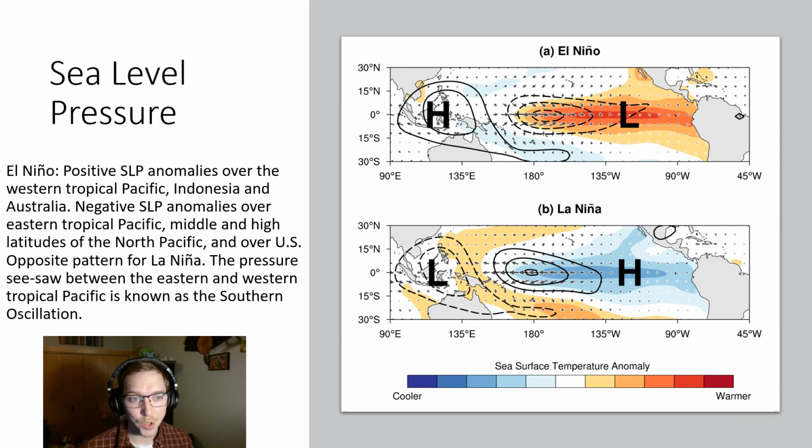For sea level pressure, during the El Nino, positive sea level pressure anomalies over the western tropical Pacific, Indonesia, and Australia are observed. Negative sea level pressure anomalies over the eastern tropical Pacific, middle and high latitudes of the North Pacific, and over the United States are observed. And the opposite pattern exists for the La Nina. The pressure seesaw between the eastern and western tropical oceans is known as the Southern Oscillation.